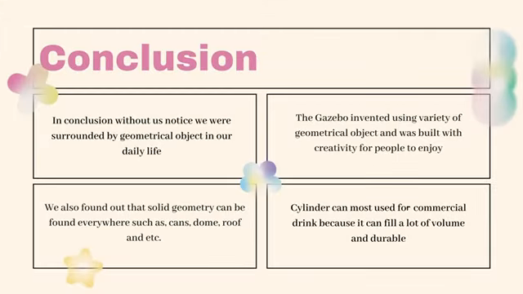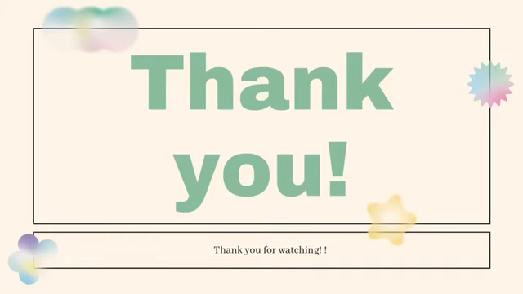In conclusion, without us noticing, we were surrounded by geometrical objects in our daily life. The gazebo, invented using a variety of geometrical objects, was built with creativity for people to enjoy. We also found out that solid geometry can be found everywhere, such as cans, domes, roofs, etc. The cylinder is most used for commercial drinks because it can hold a lot of volume and is durable.